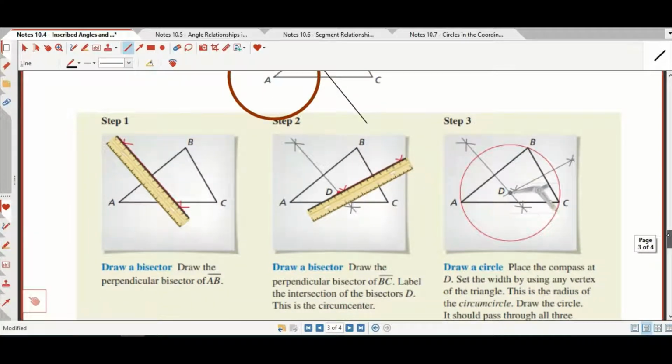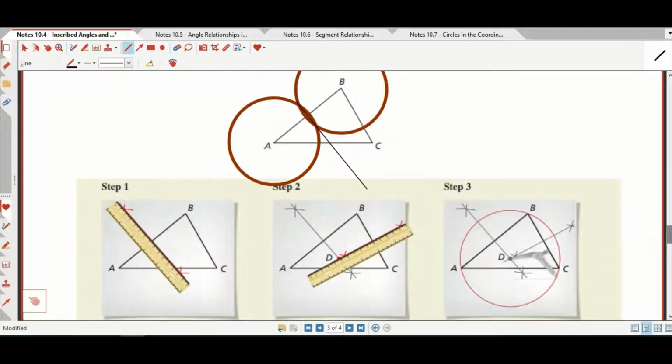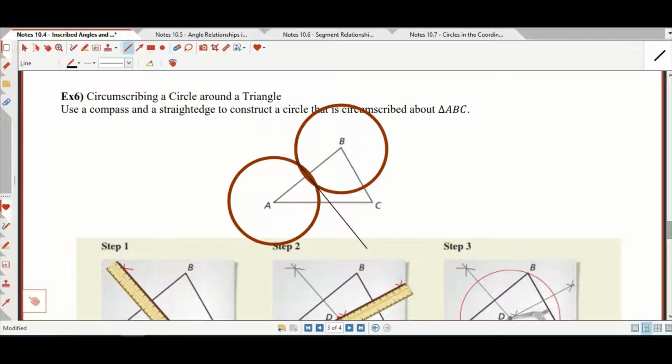Draw the perpendicular bisector of BC. So you're going to do the same thing over here. I'm going to do it in a different color, and I'm going to make it thinner too. Get that in blue. So BC, we're going to do the same thing.